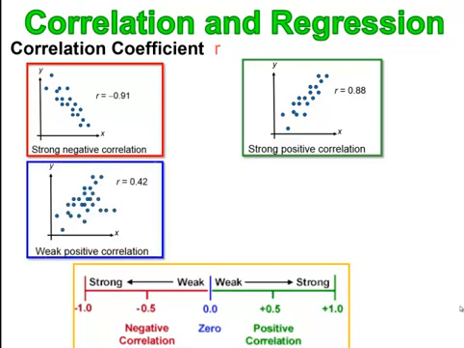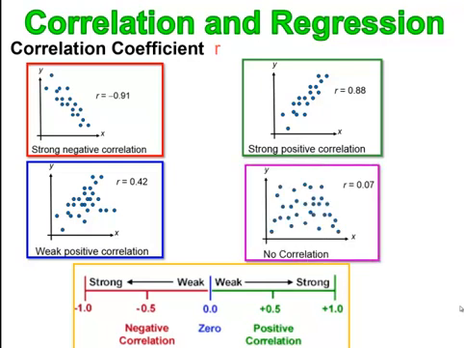And then when you have an r value that equals 0.42, you see the points in the scatter plot are scattered out. So this would be a weak positive correlation because our value is positive, but the value is low, so it's considered weak. And then when you have a value for r equal to 0.07, that would be considered no correlation.